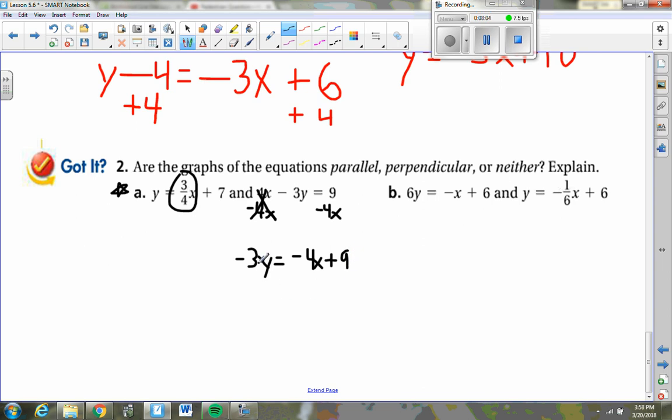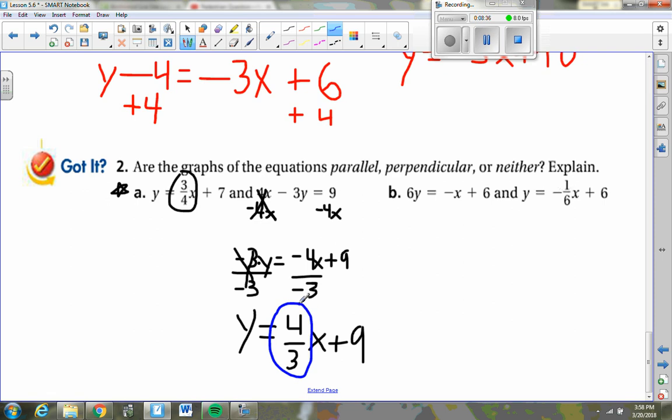And still the y is not quite by itself. Now I just have to undo the multiplying that I see here. I have -3 times y. I have to undo that multiplying by dividing by -3. And then that's going to be gone. And what I have left is y equals, well, this is a fraction here, and a negative over a negative actually makes a positive 4/3 x plus 9. So now I can identify this slope as well. It's right here, 4/3.